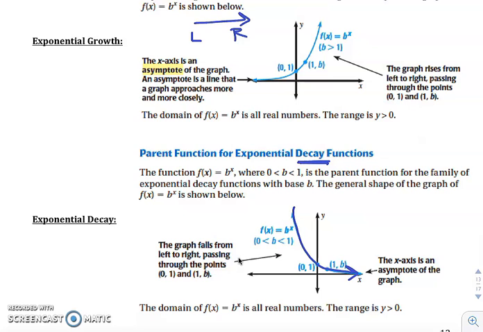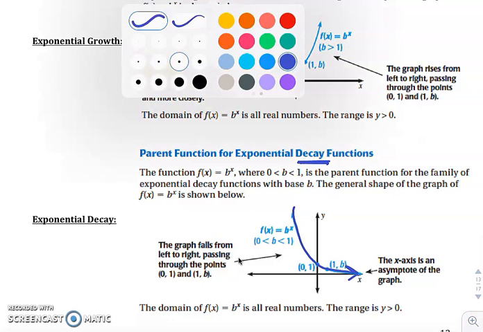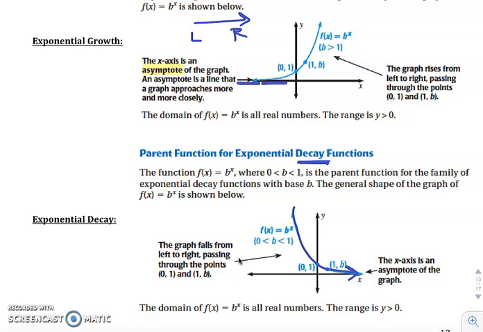But what happens with these graphs is they level off, and I'm going to make my line a little bigger, where they level off is called an asymptote. At least it looks like it's leveling off to your eye on the graph. The asymptote of a graph is a line that your graph approaches more and more closely. This graph just gets closer and closer to that line, but it never actually reaches it.